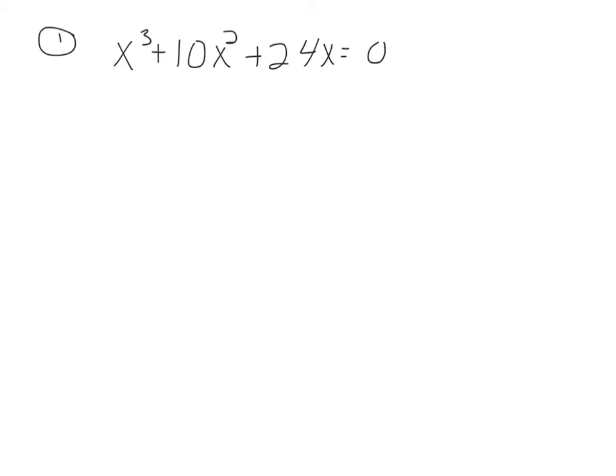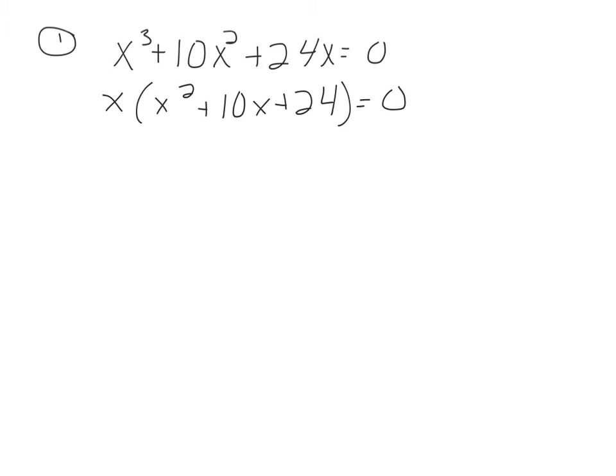Hi everyone, so today we're going to look at an example for factoring. When we look at this trinomial, we know the first thing that needs to happen is the GCF of x needs to be pulled out. When we do that, we're left with x squared plus 10x plus 24 inside the trinomial.